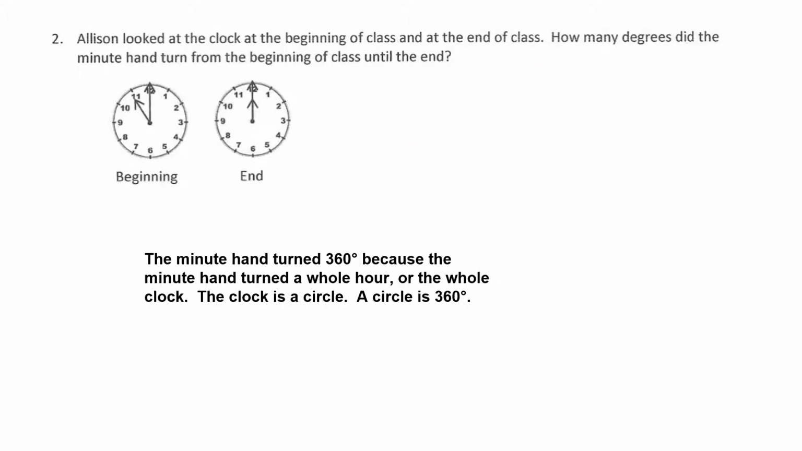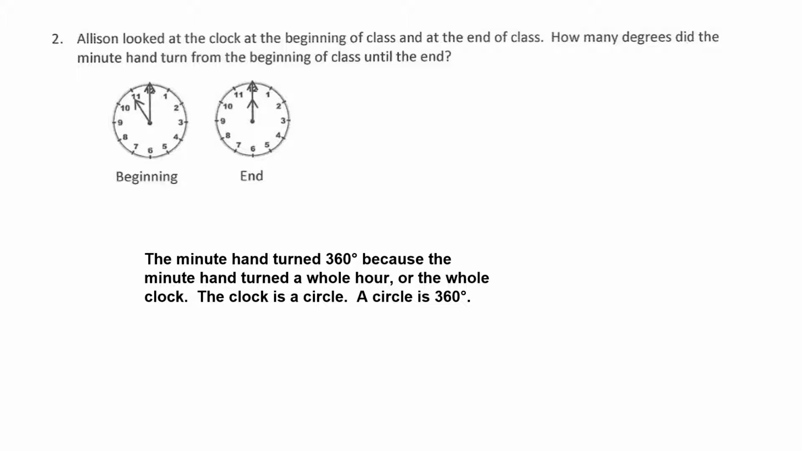Allison looked at the clock at the beginning of the class and at the end of the class. How many degrees did the minute hand turn from the beginning of the class until the end? So the minute hand is the longer hand because minute is longer than hour. So it started here, that's 11 o'clock. And how many degrees does it turn for an entire hour?